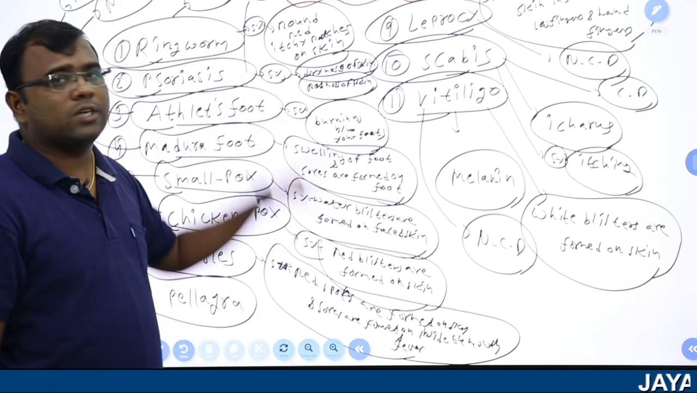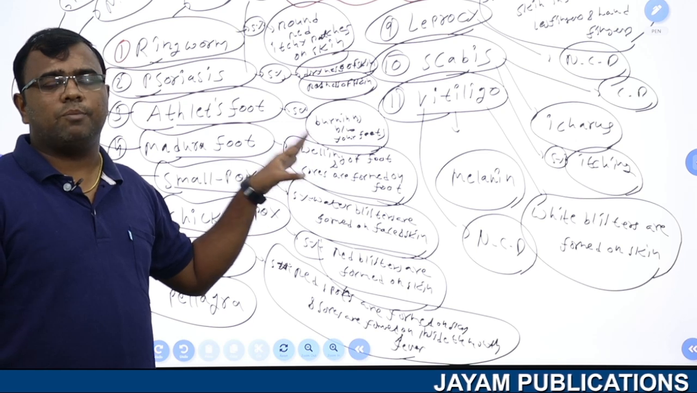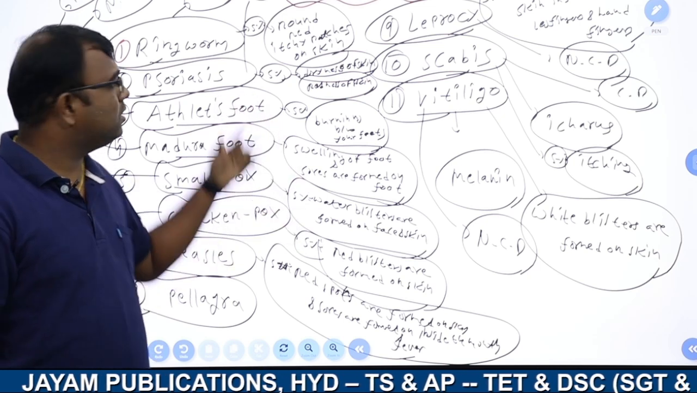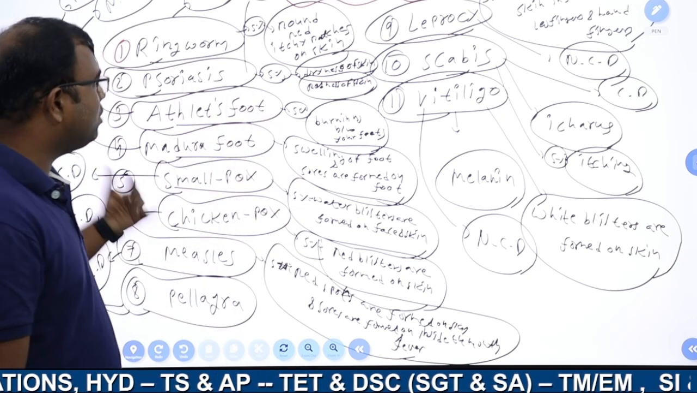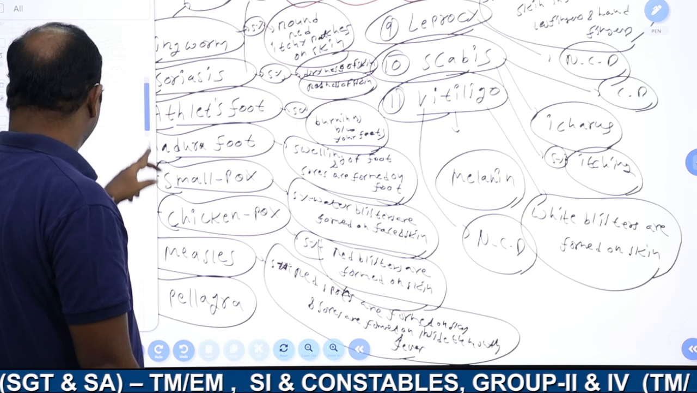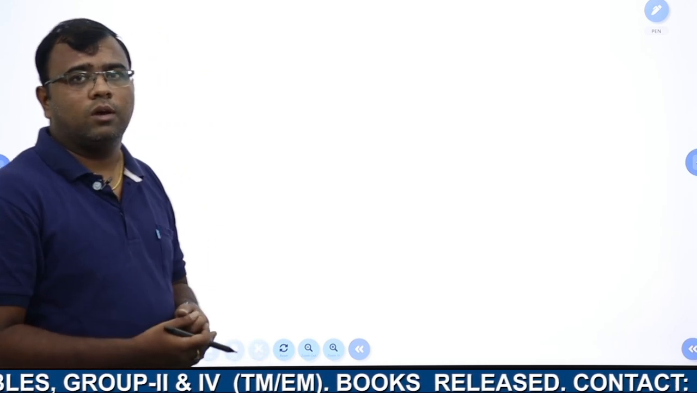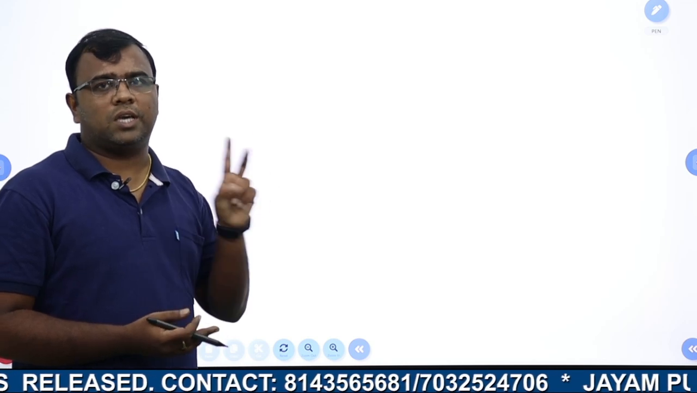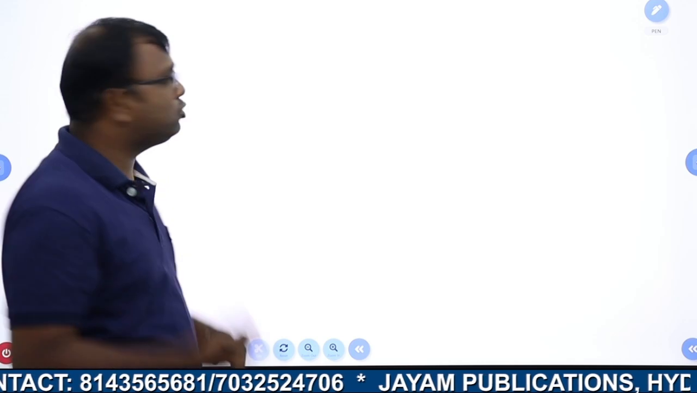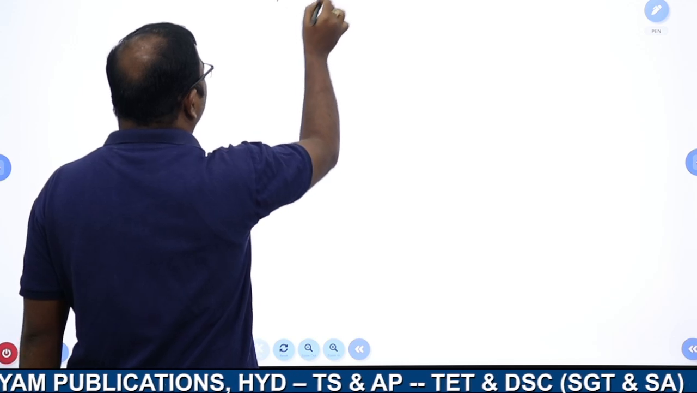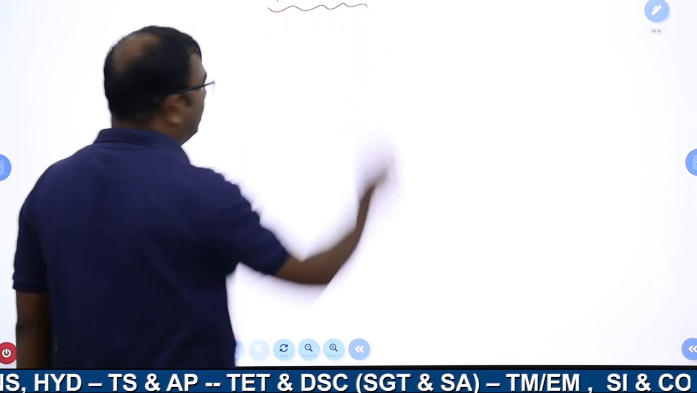This is a very important chapter, sense organs. The skin topic is very important. The structure of skin is over and the skin diseases are also over. In sense organs, the eye topic is over, the skin topic is over. The next topic is the tongue.